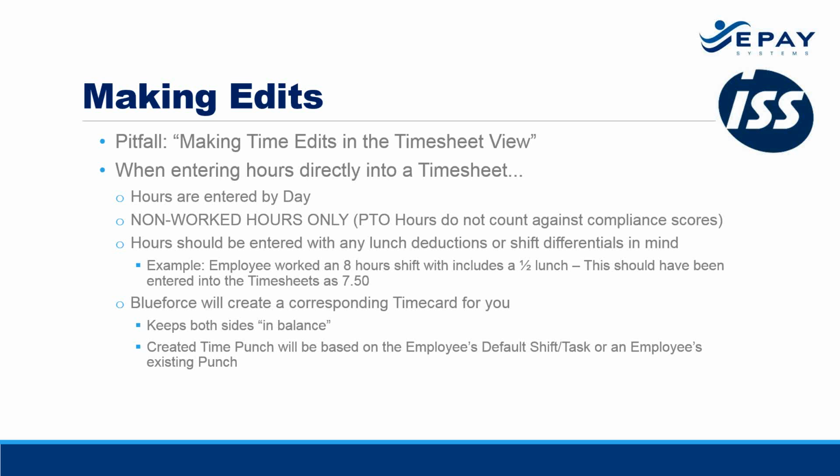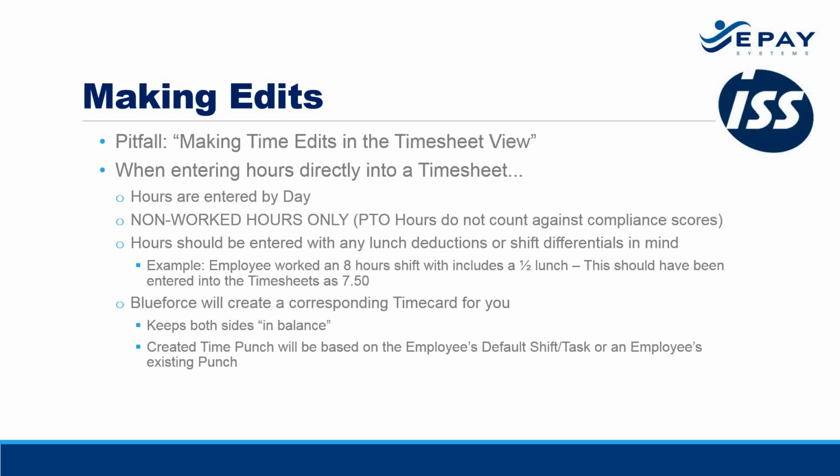So if you want the employee at the end of the day to actually get paid for those 8 hours of vacation, you want to make sure it shows 8 hours of vacation in the timesheet view. If you are dealing with manual job hours, and you're entering those in the timesheet view, and you want that employee to get paid 6.5 hours because he typically works 7, but he has a 30-minute lunch taken out, then you want to key in 6.5 hours directly into the timesheet.